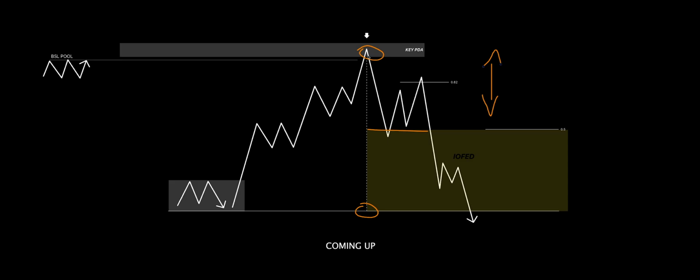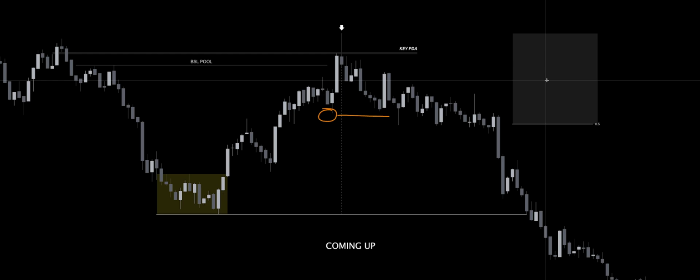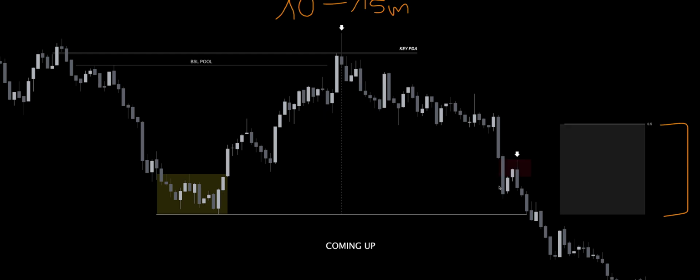Price usually retracing into the premium of the ranges that it creates right here. Price messing around more, stopping as many traders as possible. So what I would be doing in this type of situation as price starts pulling back.